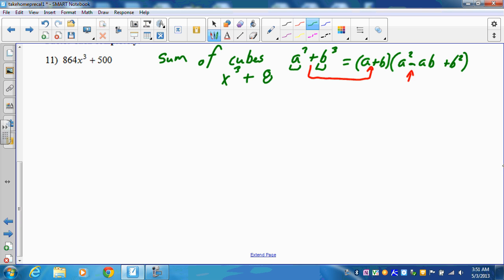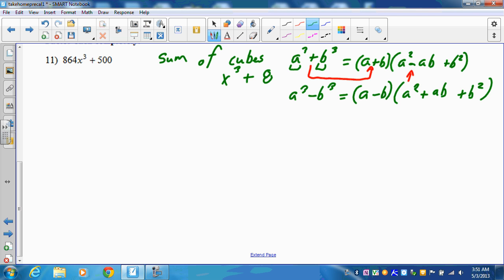And the same rule applies for differences of cubes. So if we have a to the third minus b to the third, the first factor remains the same sign, so you subtract in the quadratic. It looks like this. And now we change this to addition, and that formula holds true.